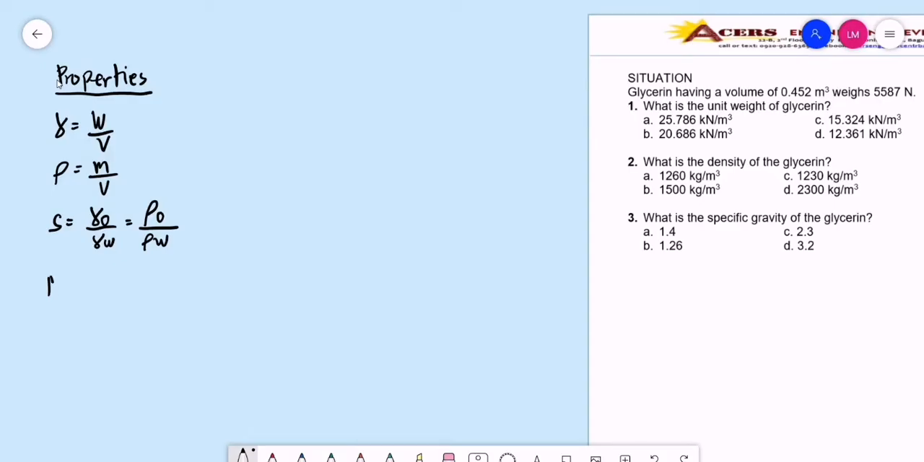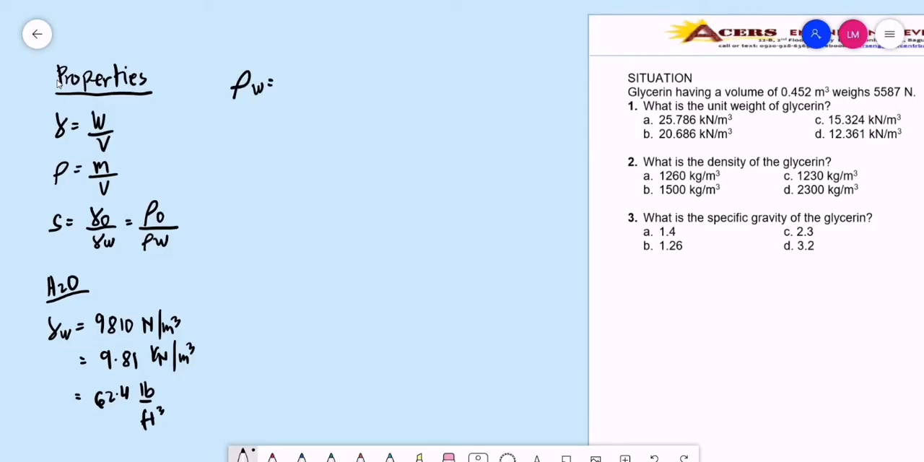As you can see, our universal reference is water. So we should know the constants of water. The unit weight of water is 9,810 newtons per cubic meter. We can have it as 9.81 kilonewtons per cubic meter. In English units, this is 62.4 pound force per cubic foot. So whichever is useful. Then the density of water is 1,000 kilograms per cubic meter, or we can have it as 1 gram per cubic centimeter.